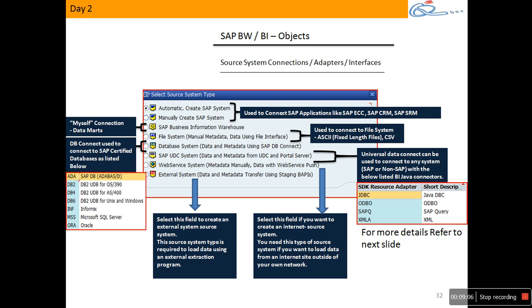So that is what we call a self loop or myself connection, and that is where we use this connection, when you want to have the data loading happening within the BW containers: cube to cube, ODS to cube, ODS to ODS, any combination. When you are loading within the BW system, we will be using this myself connection, or we call it SAP Business Information Warehouse.